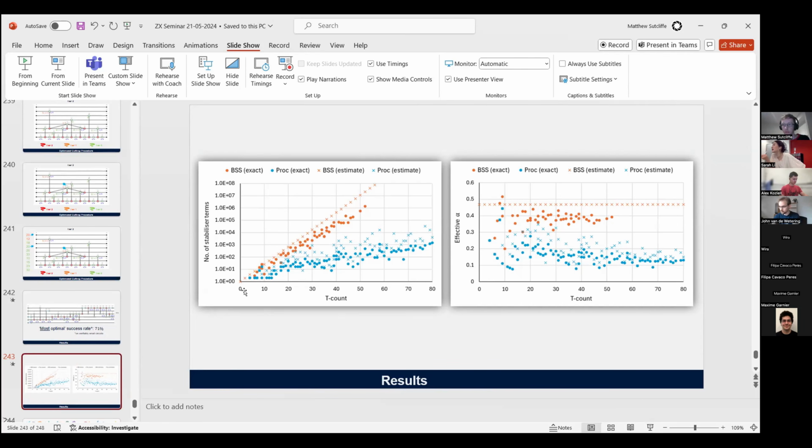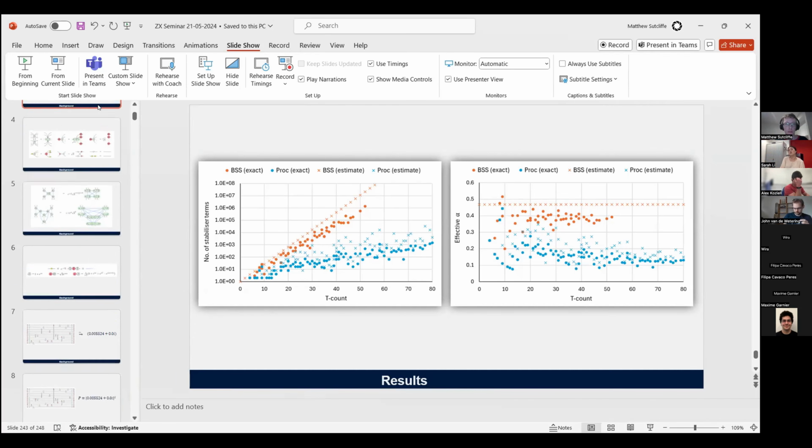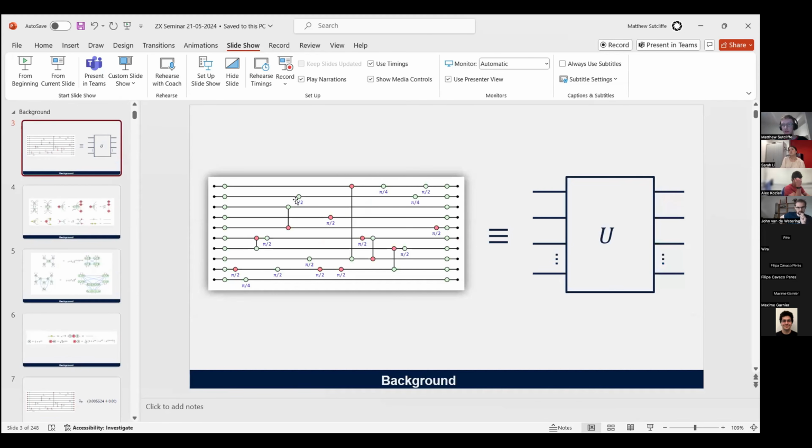But I thought the stabilizer terms are related to the Clifford component. I didn't get why stabilizer terms are related to the T count. So the stabilizer terms themselves are a sum of Clifford terms, but the number of them we get is determined by the T count, because we are splitting our graph.